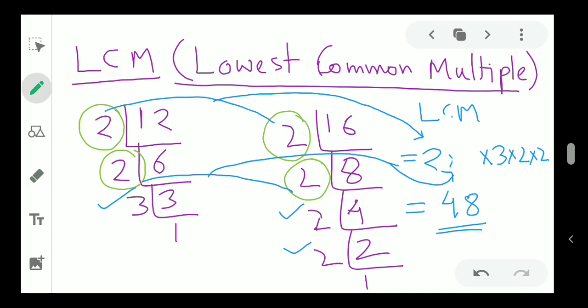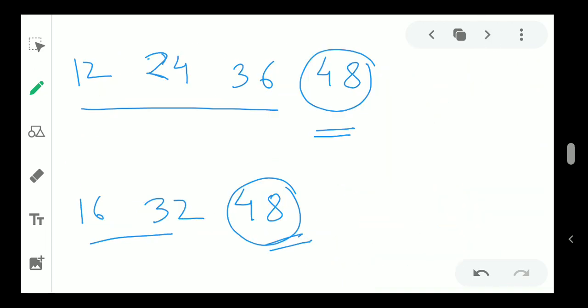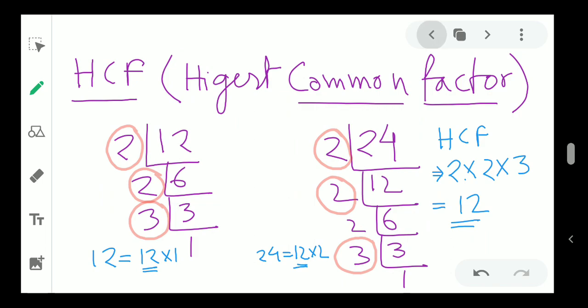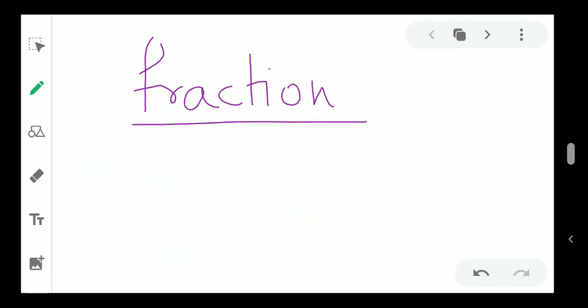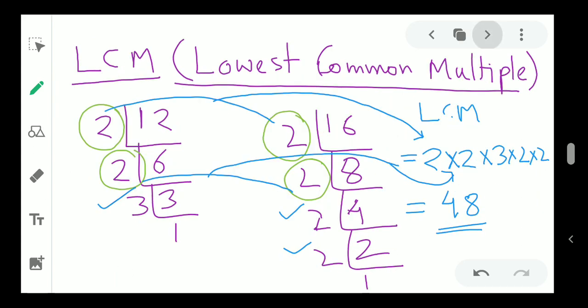Okay, so this is basically about lowest common multiple. Now why are we learning this thing? Now you can remember I told you that we are just trying to recall fractions.